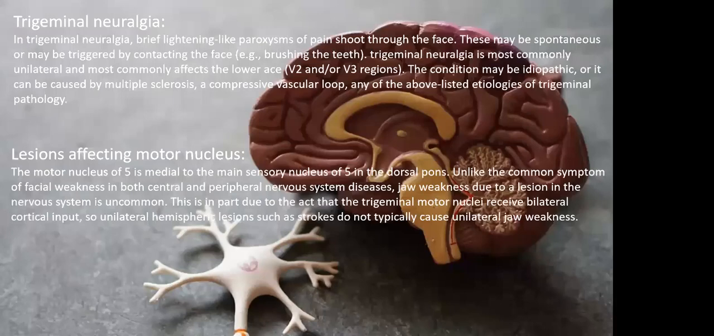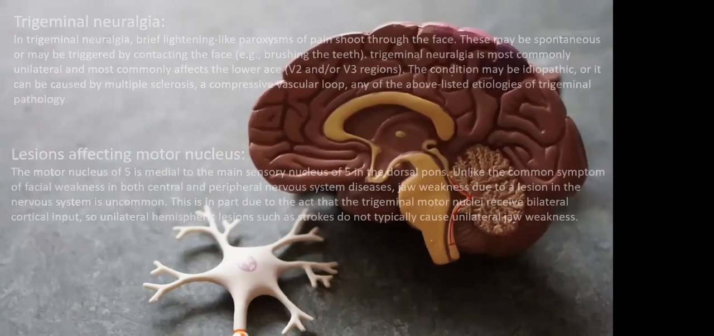Lesions affecting the motor nucleus. The motor nucleus of cranial nerve 5 is medial to the main sensory nucleus in the dorsal pons. Unlike the common symptoms, jaw weakness due to a lesion in the nervous system is uncommon. So it's always mostly sensory, and isolated motor weakness is very uncommon. Yeah, that's about all.